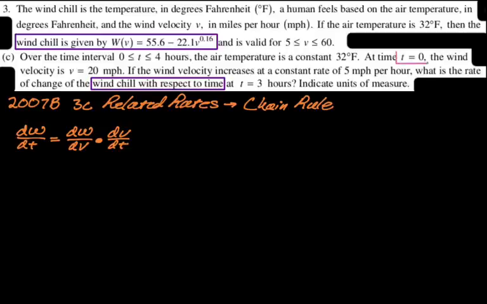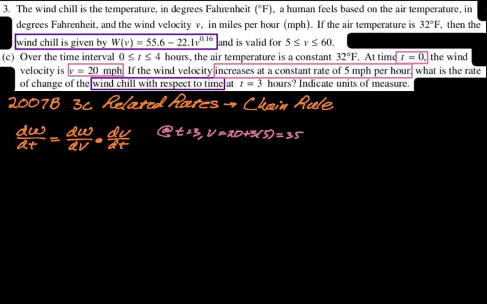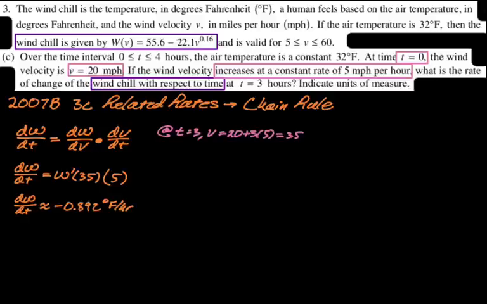At t equals 0, velocity is 20, and we're increasing 5 miles per hour, so we can actually work it out. At t equals 3, v is going to be 20 plus 3 times 5, because every hour you just gain 5, so 35. So the problem we're really doing here is w prime of 35. 35 is velocity, so we can plug that into the derivative of w. So w prime of 35 times dv/dt, which is 5, gives us this.